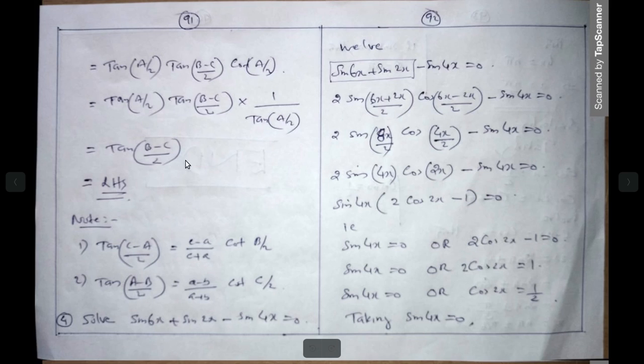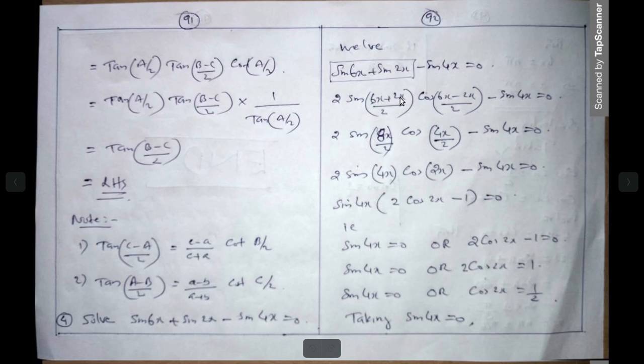So sin 6x + sin 2x - sin 4x = 0. Right? We have to solve for x. This means we have to find the value of x. Firstly, we are grouping sin 6x + sin 2x. Sin C + sin D is given by the formula 2 sin((C + D)/2) cos((C - D)/2). Then sin 4x is fixed here.